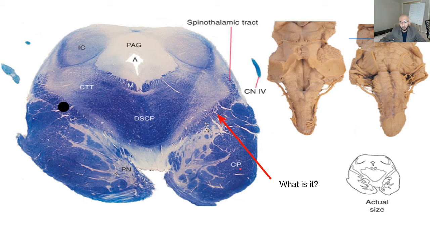Okay? So those are the key features here, right? We'll talk about this in a second. We have the ML, the spinothalamic tract, the periaqueductal gray, the inferior colliculus. What is this thing, this CP? Think about what level we're at and tell me what this CP must be.